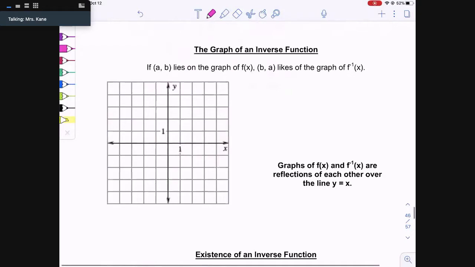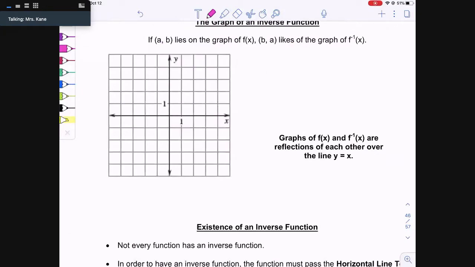So if you go to the next page, the next slide, I'm going to skip the graphing part, but just kind of highlight that graphs of f of x and the inverse are reflections of each other over the line y equals x. Just highlighting, reminding you. So algebraically, f of g of x must equal x, and g of f of x must equal x. Graphically, the two functions are going to reflect over the line y equals x.